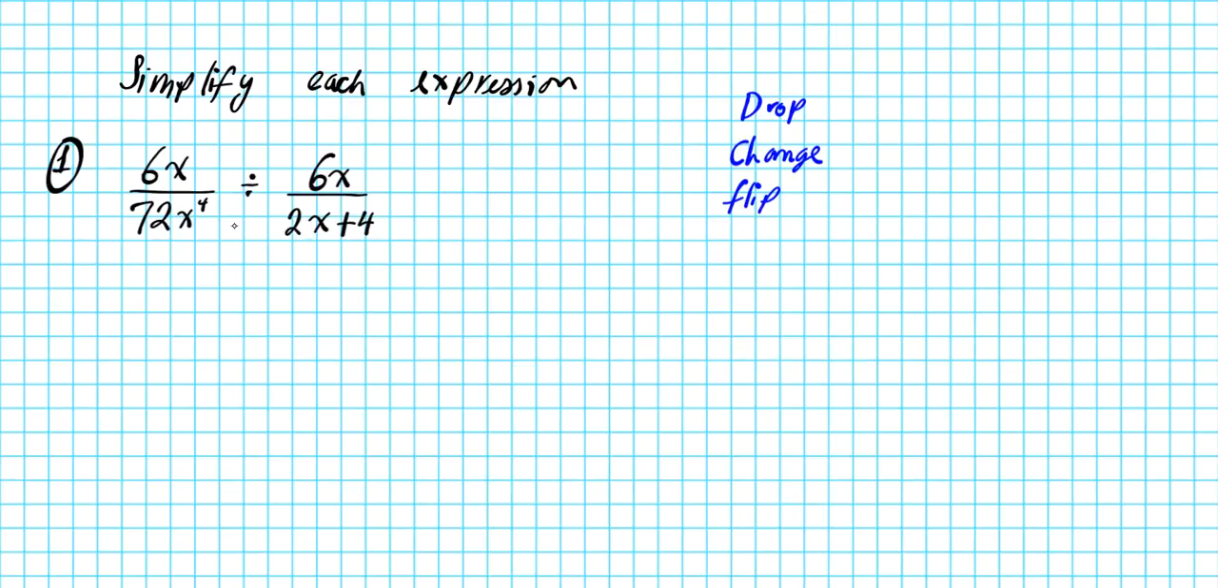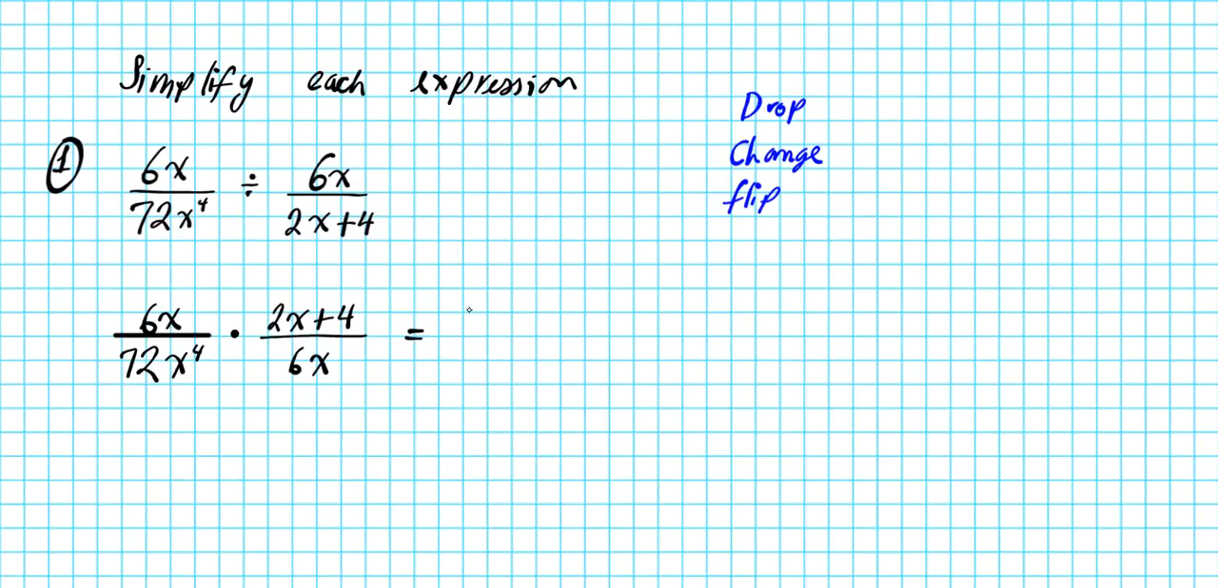It just basically relies on the fact that when you're dividing, it is the same thing as multiplying the dividend by the reciprocal of the divisor. So we'll drop this algebraic fraction, the dividend, and divide it by 72x to the fourth. And then we're going to change our division into a times. Drop, change, and then we'll reciprocate this rational expression right here and express it as 2x plus 4 divided by 6x.